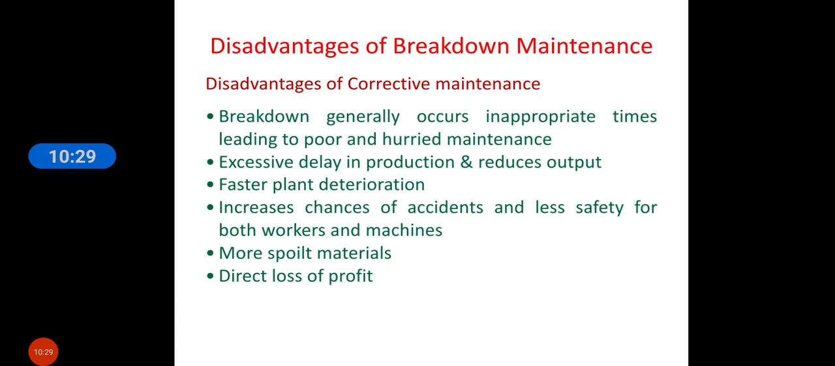Breakdown generally occurs at an inappropriate time, leads to poor or affects your maintenance also. An excessive delay in your production, it reduces your output, and it also gives a bad impact to your customer satisfaction. And faster plant deterioration is possible because of that. It increases the chance of accidents, safety issues can be created, it spoils your material also, and it directly affects your profit level. So breakdown maintenance causes various serious issues.